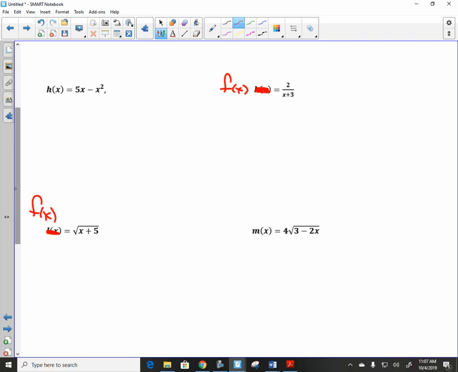f of x is equal to 2 over x plus 3. I first want to identify f of a plus h. f of a plus h is 2 over a plus h plus 3. Agreed? So what's f of a? 2 over a plus 3.